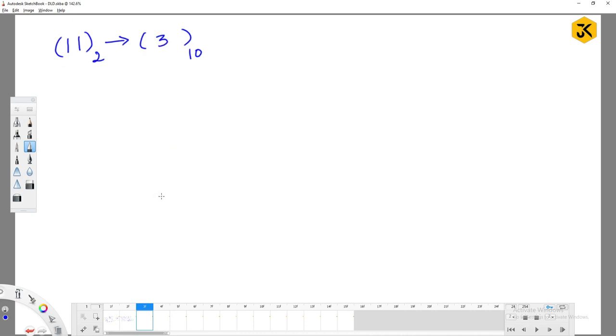How are we getting the 3? Here you have to do some kind of calculation. Indexes start with 0, 1, right? You take the respective digit and multiply it with powers of 2 according to its index position: 1 into 2 power 0 plus 1 into 2 power 1. If you calculate this, it will be 3. That is the decimal number system format.